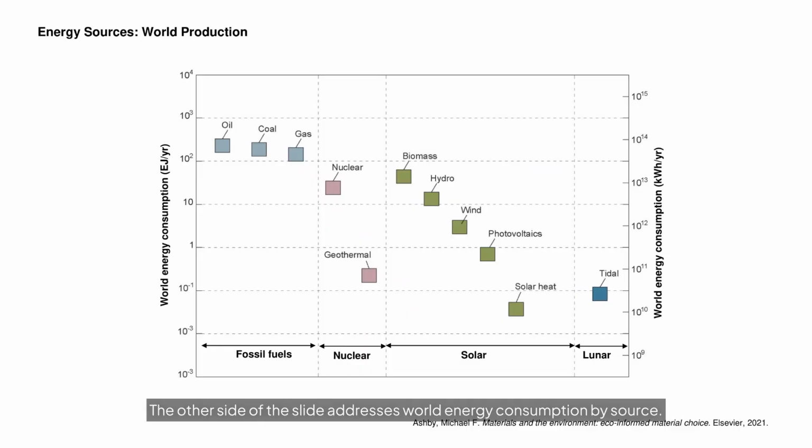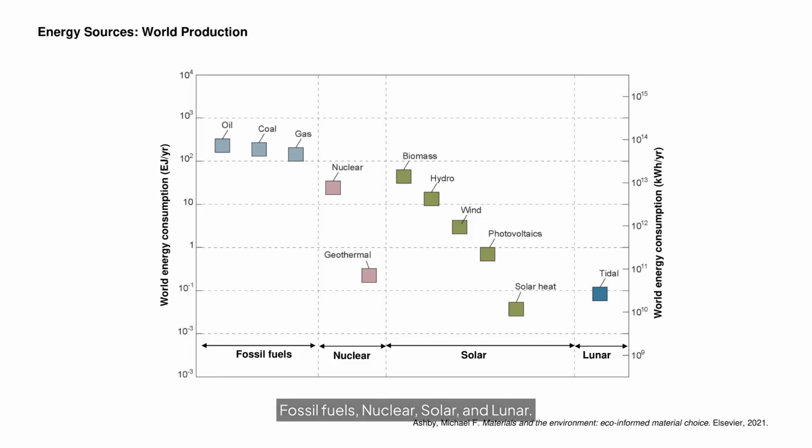The other side of the slide addresses world energy consumption by source. It breaks down global energy use into 4 source categories: fossil fuels, nuclear, solar, and lunar. The vast amount of energy comes from non-renewable sources such as coal, oil, and natural gas. Only a much smaller fraction is supplied by solar sources, which here includes renewable energy ultimately driven by the sun, such as solar power, wind, and hydropower.